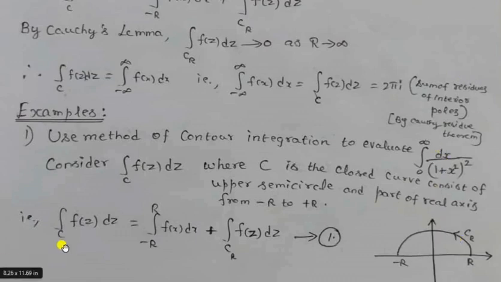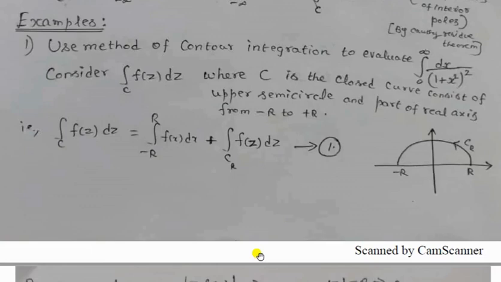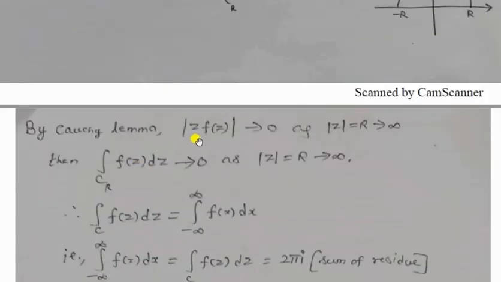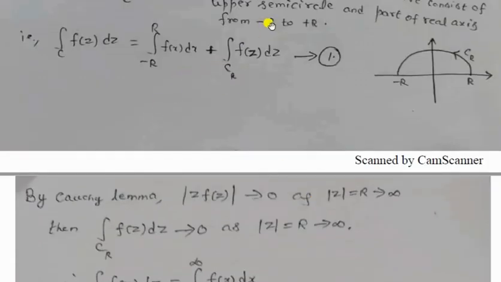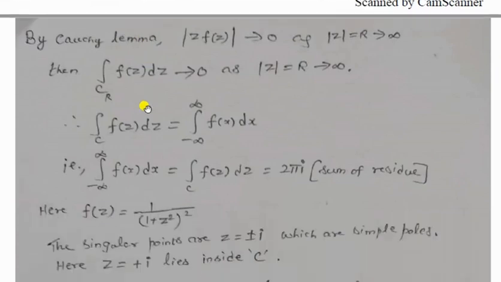So now I'm splitting and rewriting this integration over this contour as one with the real axis, another with the upper semicircle. Then using Cauchy lemma, it says that the integration over C of f of z tends to 0 as mod z equal to R tends to infinity. So this term will go to 0, and in this term instead of R I should substitute infinity, so that it will reduce like this. Now bring this to the left hand side and write this in the right hand side, and the value of this integration is 2 pi i into sum of the residues by Cauchy residue theorem.